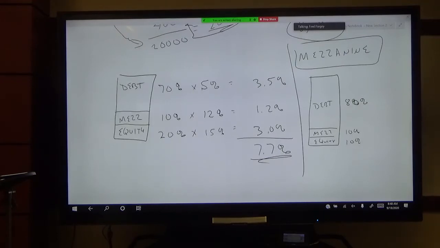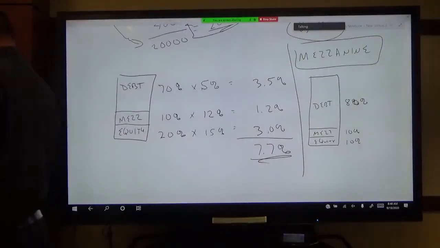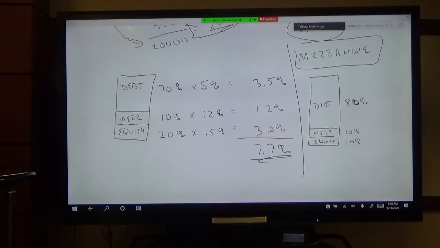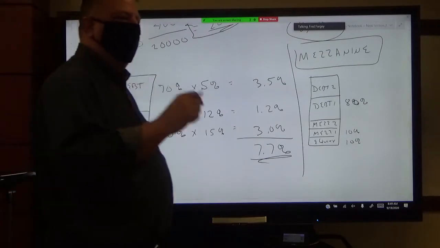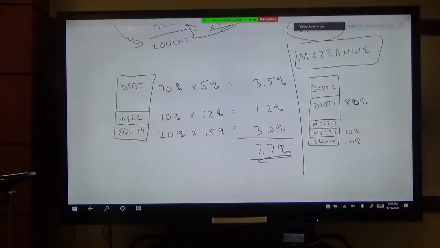Okay, so the next sort of iteration of this, we could have a Mezz 1 player, and we could have a Mezz 2 player, or Mezz 3, Mezz 4. We could also have a Debt 1 player and a Debt 2 player. Now what I'm trying to illustrate here, I'm not trying to make this more complicated than what it needs to be. I'm trying to illustrate where reality begins to kind of hit the road with this.